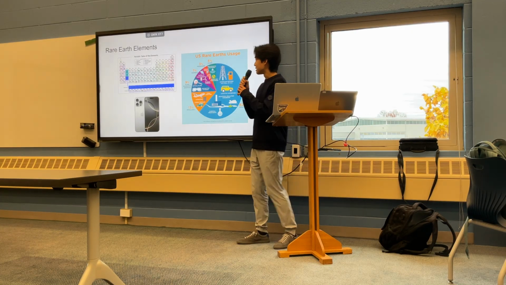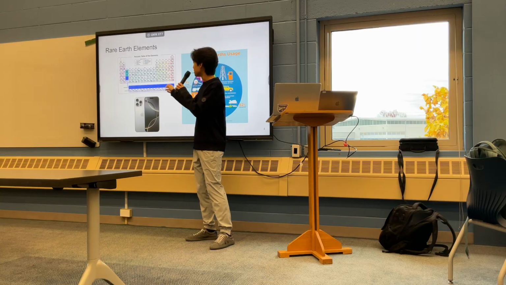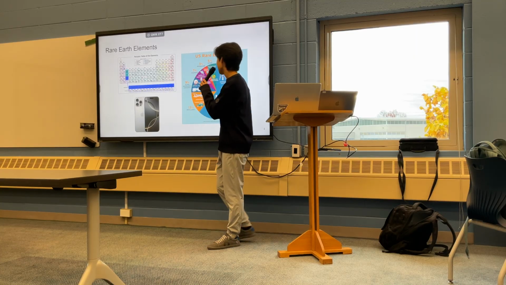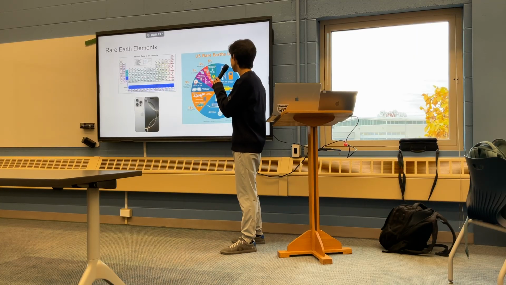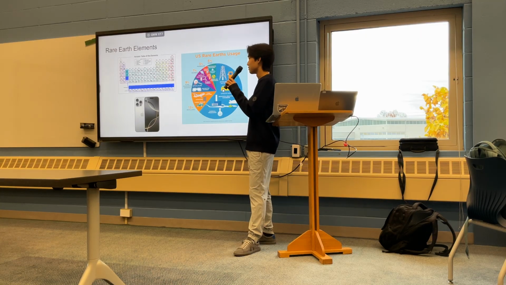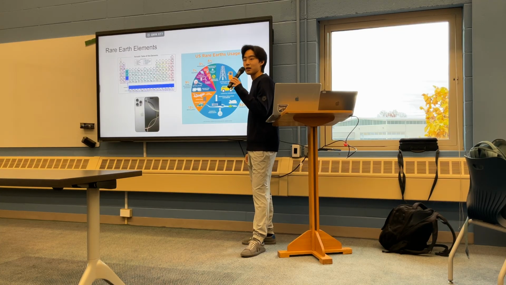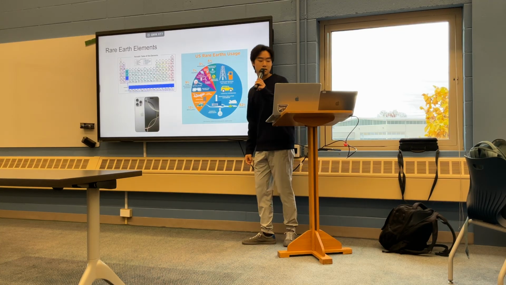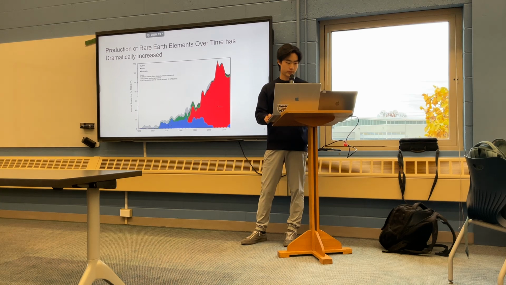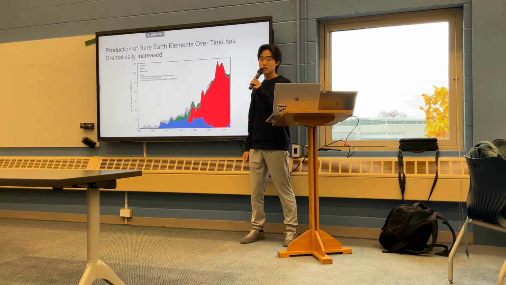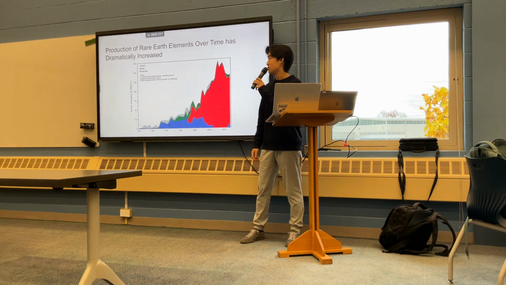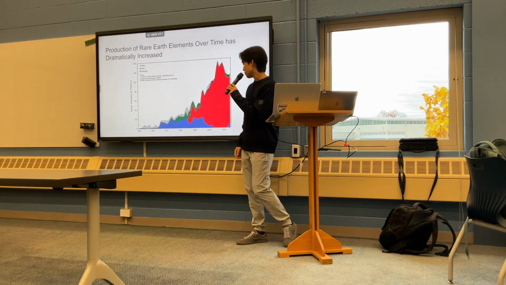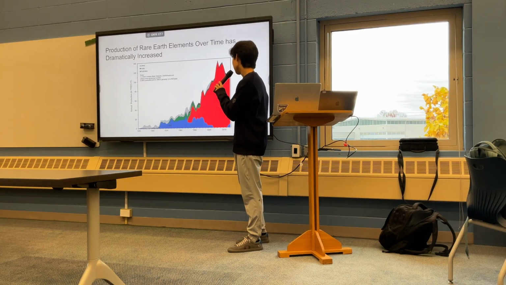Rare earth elements are the elements on the bottom 2 rows of the periodic table, and they can be found in phone screens and in a lot of different industries such as chemical processing and catalytic converters. But overall, despite the name, they're not that rare because they're abundant in the Earth's crust. Production of rare earth elements over time has dramatically increased, as you can see by the huge increase even from just 2000 to 2010.